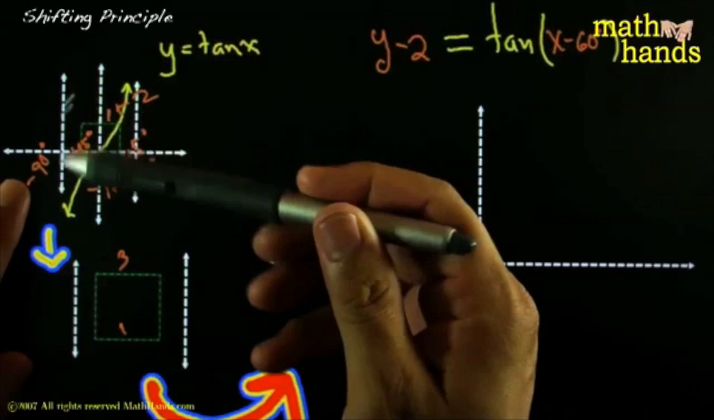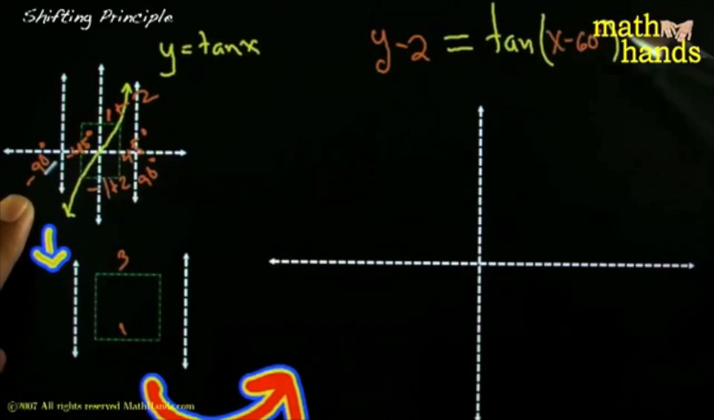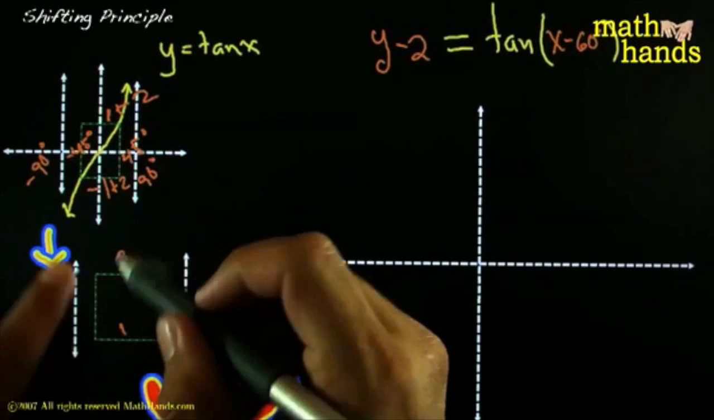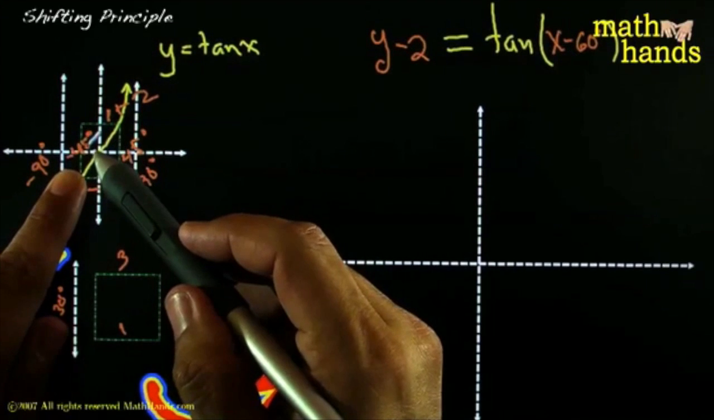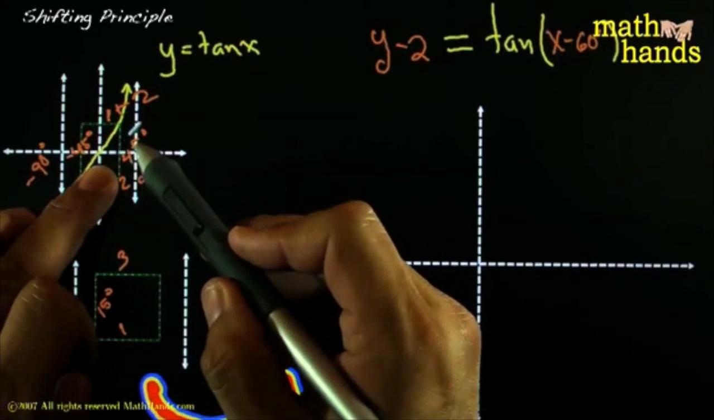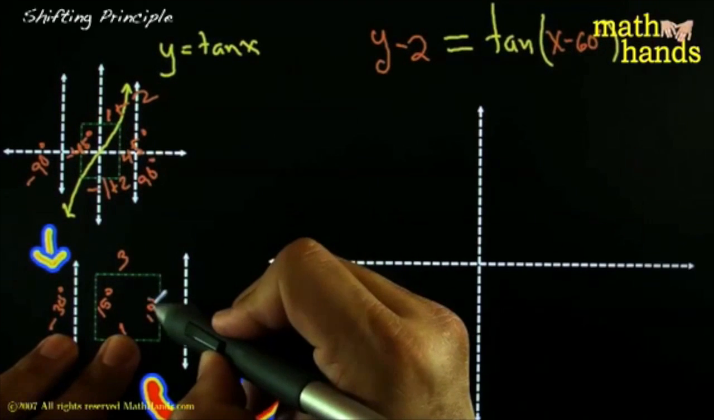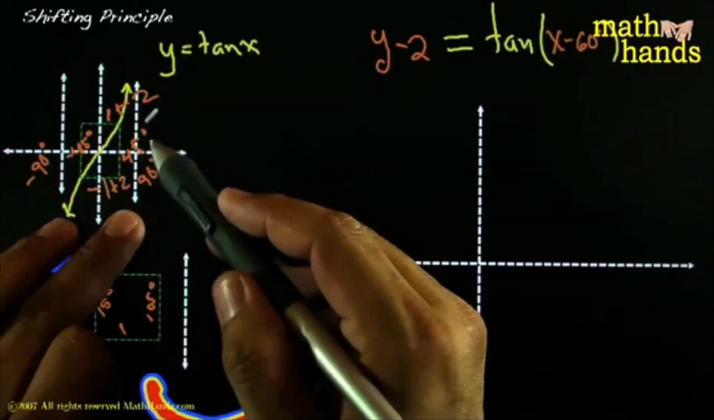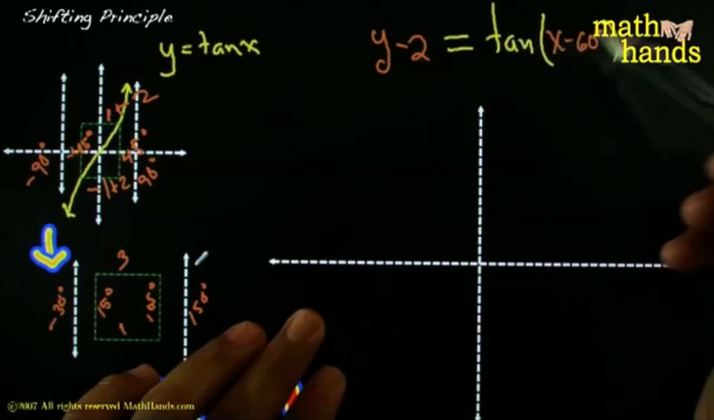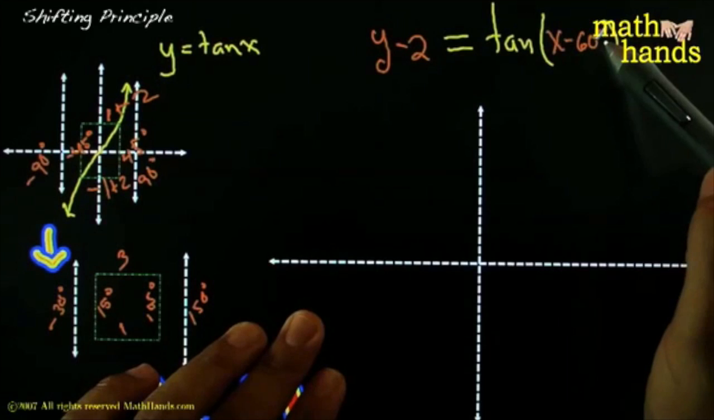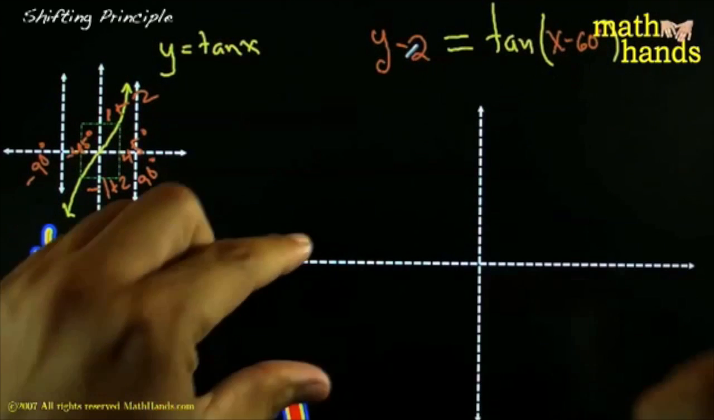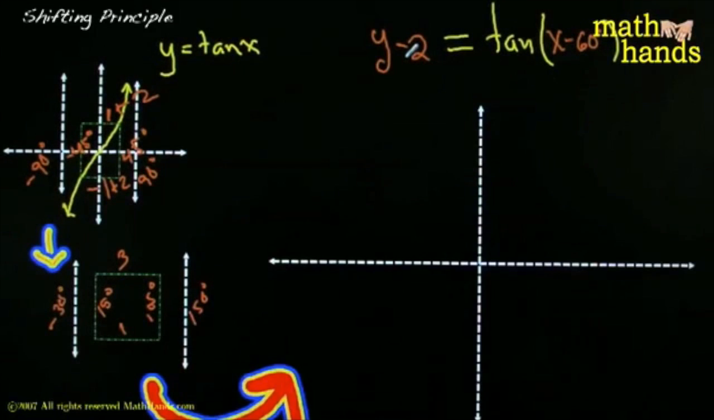Start off with the left asymptote, negative 90 degrees. If you add 60, that would put you at negative 30 degrees. Next one, negative 45. If you add 60, that would put you at 15 degrees. 45, if you add 60, that would put you at 105 degrees. Next one, 90 degrees. If you add 60, that would put you at 150 degrees. So to every single x, I added 60 degrees. To every single y, I added 2. That's a shift up 2 and to the right 60 degrees.